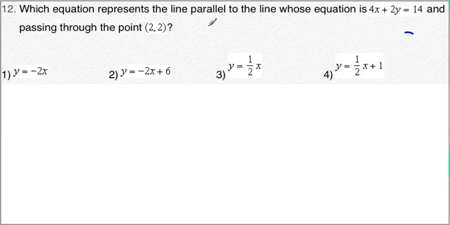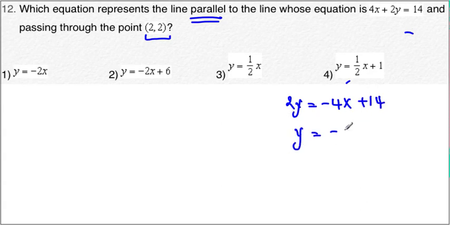Now, the fact that something is parallel, what do you realize about their slopes? The slopes are equal, and it also has to pass through (2, 2). So let's write this in y = mx + b format. By subtracting 4x, we get 2y must be equal to negative 4x plus 14. And dividing by 2, we get y must be equal to negative 2x plus 7. But in this case, since it's parallel, we need to keep the slope as negative 2.